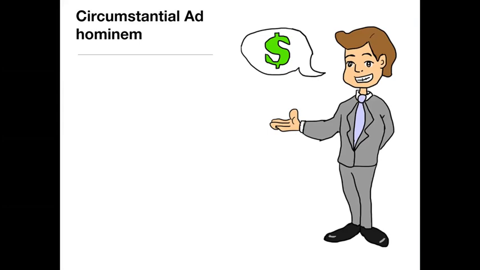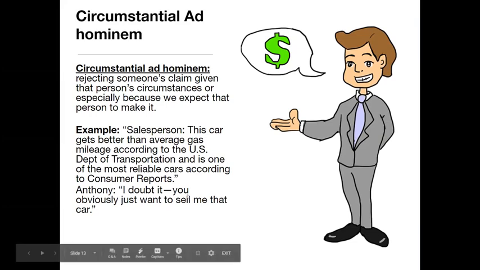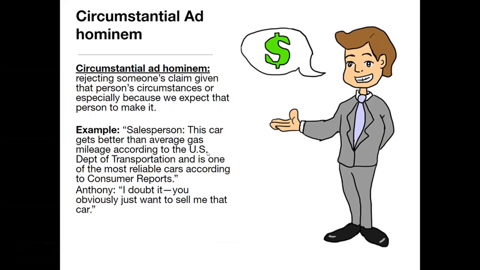We could also see an instance of the circumstantial ad hominem from like a salesperson, right? Naturally, we're skeptical of people who try to sell us stuff, but they could be giving us the truth, and we can't just dismiss what they say out of hand just because we expect them to make it. So if I'm buying a car and this person says, according to the US Department of Transportation, this one gets better gas mileage, and then I say, well, that's false, you just want to sell me the car. Well, the salesperson could be trying to sell me the car, but that doesn't mean that the claim about fuel economy is false. So this would be another instance of circumstantial ad hominem.